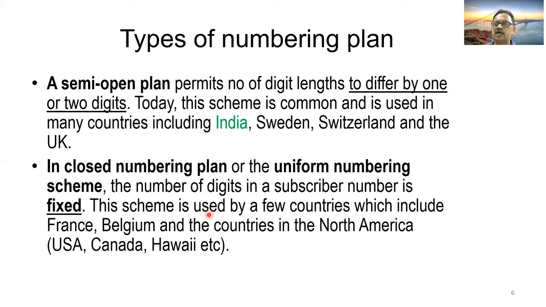All exchanges will have the same numbering pattern. The number of digits are the same. Number of digits, the starting digits and all may differ depending upon the station or the STD code, we can say broadly. This scheme is used by a few countries, which include France, Belgium, and the countries in North America. So North American countries and European countries, France, Belgium, follow this closed numbering plan or uniform numbering scheme. North American countries means USA, Canada, Hawaii, etc.